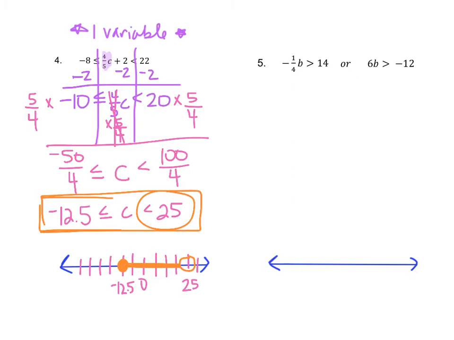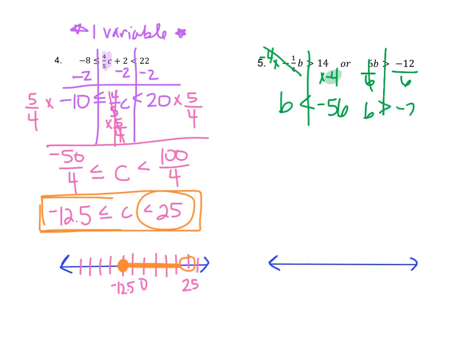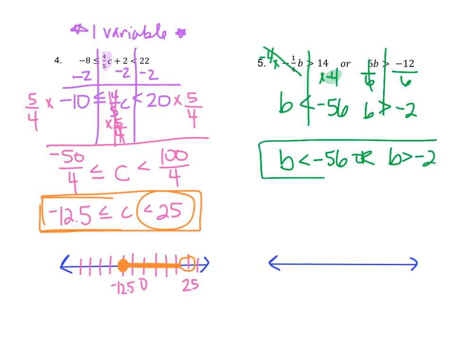Number 5 is another compound inequality, but this time it is an OR statement. So I have to just solve these as two individual problems. I will multiply by a negative 4 to cancel, so I have B alone. Because I am multiplying by that negative, I have to remember to flip my sign, and I get negative 56. On my other side, I divide by 6, and I have B is greater than negative 2. So for my answer, B is less than negative 56, or B is greater than negative 2.